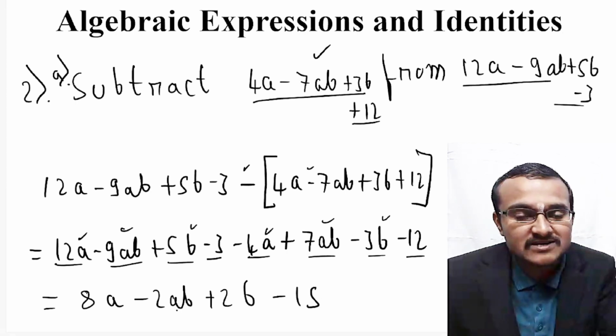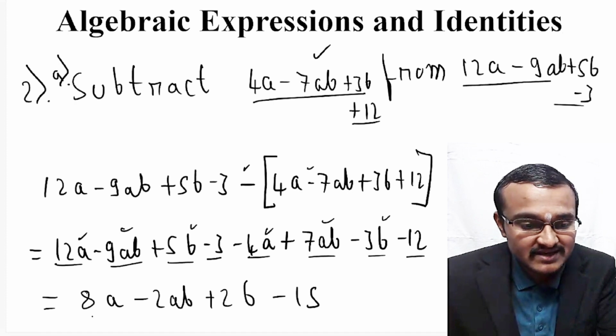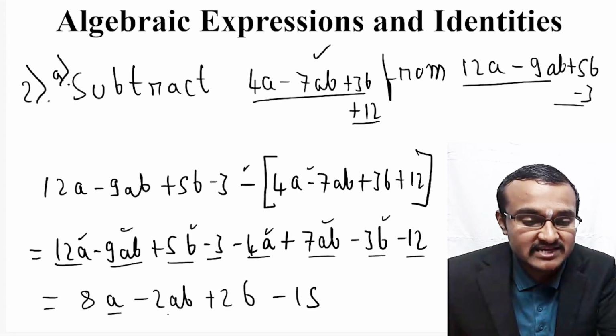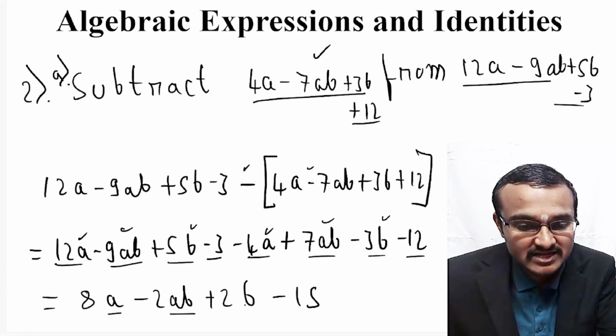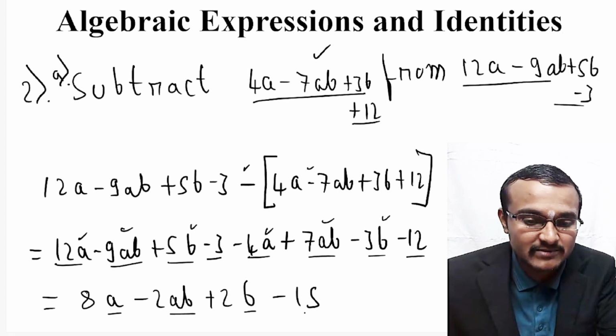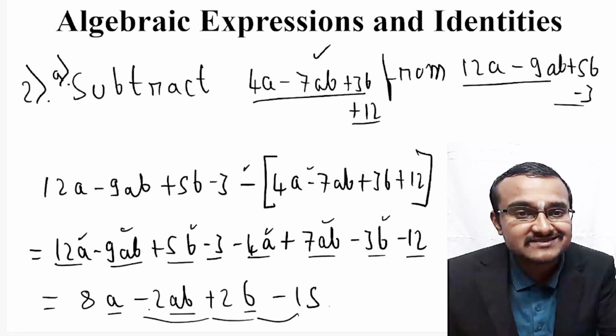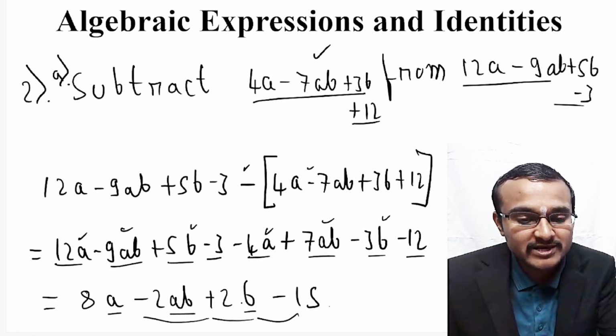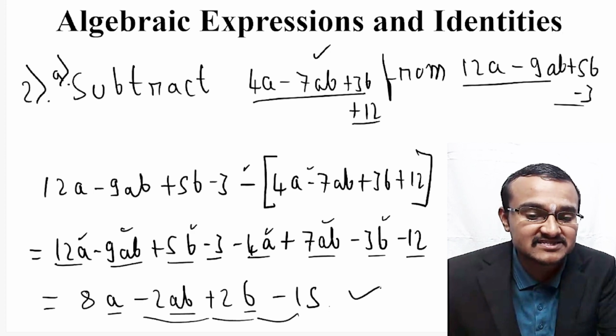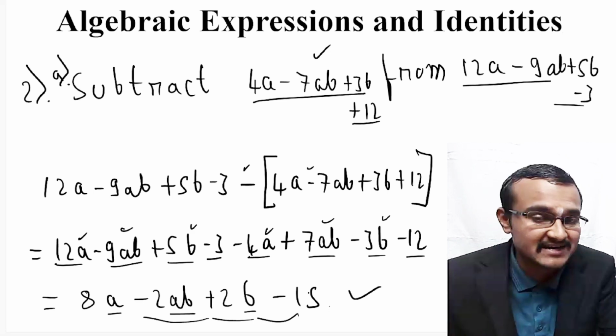Now you cannot add or subtract these terms, because here 8a has a as its variable, 2ab has ab as its variable, 2b has b as its variable, 15 has no variable. So that means you cannot perform addition or subtraction between these terms. So 8a minus 2ab plus 2b minus 15 is the answer for A question in this particular second question.